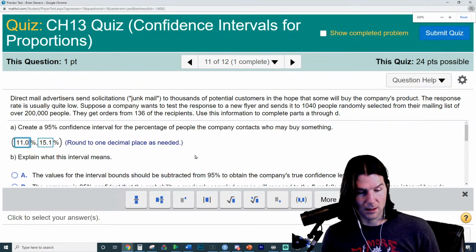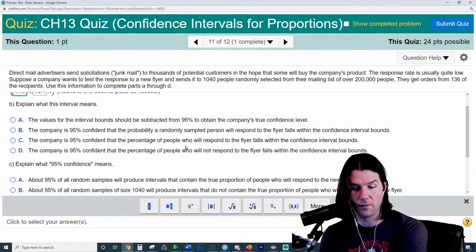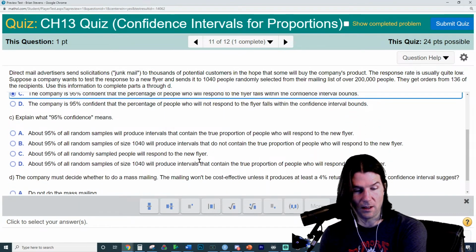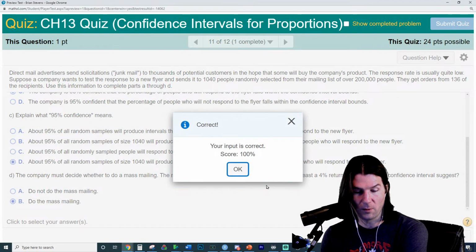And that's got that. So what this interval means: I am 95% confident the true proportion of people who will respond to the flyers is contained in the interval. What does it mean to be 95% confident? 95% of random samples will produce confidence intervals that contain the true proportion of people who respond to the flyer. And we need to have at least 4%. We should do the mass mailing, and we've done it.